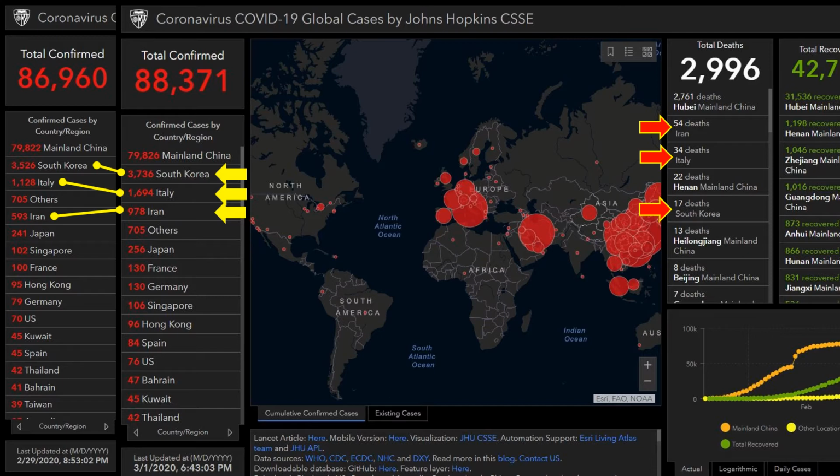areas. Henan province is to the west of Hubei province, and that's the second most populated province in China after Guangdong down south. So, there's a lot of deaths in Guangdong, in Henan province, not anywhere near as many as Hubei, which is 2,761 now. But the number of deaths in Iran, Italy, and South Korea have moved up the global list.